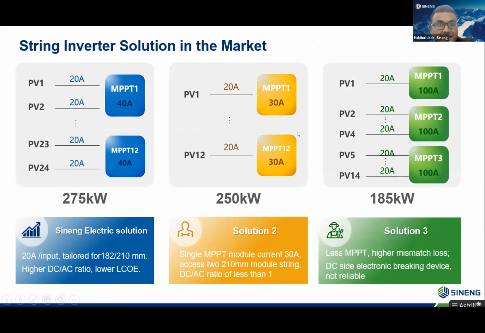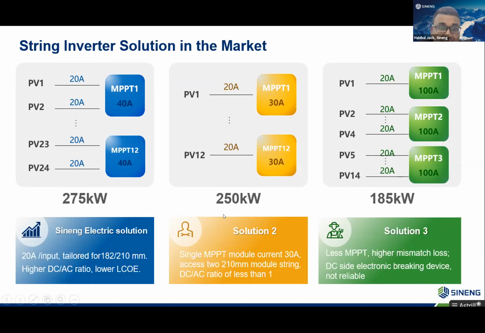So these are the solutions available in the market: 185 kilowatt, 250 kilowatt, and 275 kilowatt in the string inverter section. First we look at the 185 kilowatt solution. MPPT maximum current is 100 ampere. First of all, it has only 3 MPPT trackers. So there is an associated higher mismatch loss, which completely defeats the purpose of using a string inverter. Secondly, it has an electronic breaker, which is not reliable.